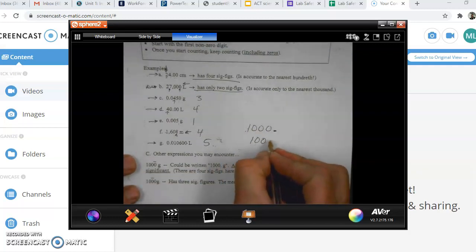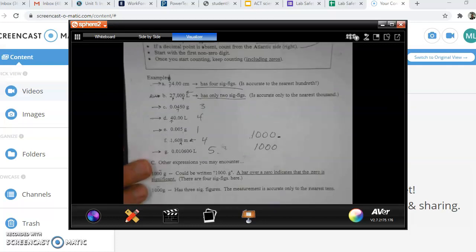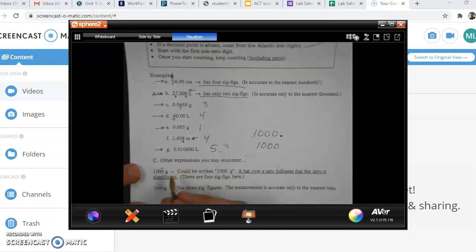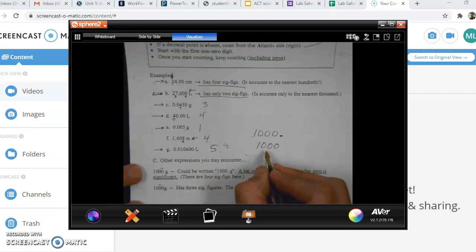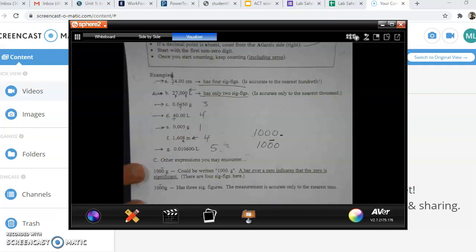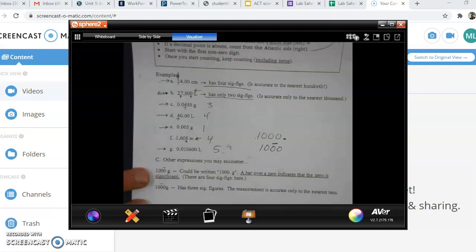Now, if the same number, 1,000, what if you only wanted 3 sig figs? Well, in this case, you would have to use a bar. So a bar over a 0 indicates that the 0 is significant. Okay? So if you only wanted 3 significant figures, this does not have a decimal, so we can start counting. And once we start counting, you do not stop. But see, there's that bar over that 0. So I'm going to say there's 1, 2, 3 significant figures.